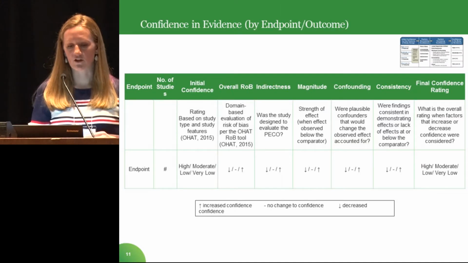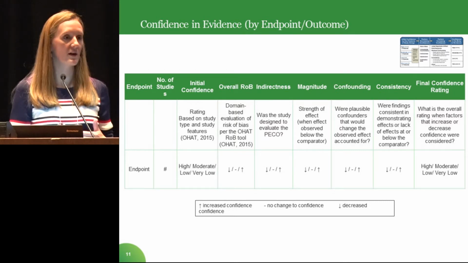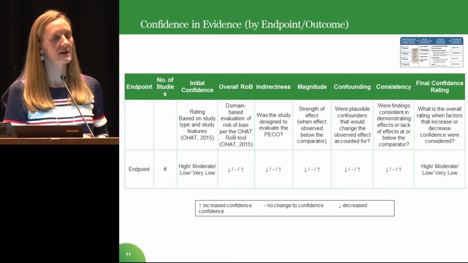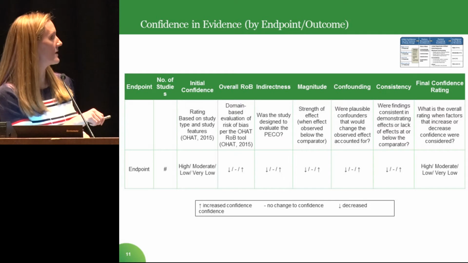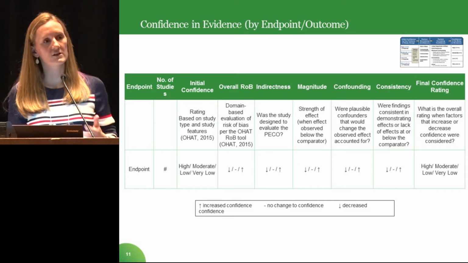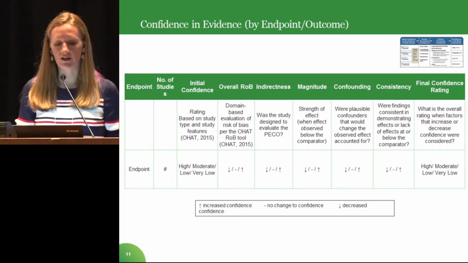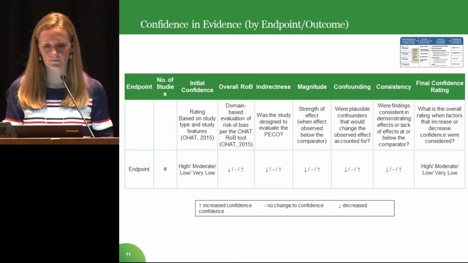And then again, just a reminder, as we were developing both by endpoint and outcome, which we don't have time to talk about every single one today, we went through the exercise of developing both narrative discussions as well as a tabular summary of what our initial level of confidence was, moving through to our final level of confidence based on risk of bias, directness, magnitude, etc.